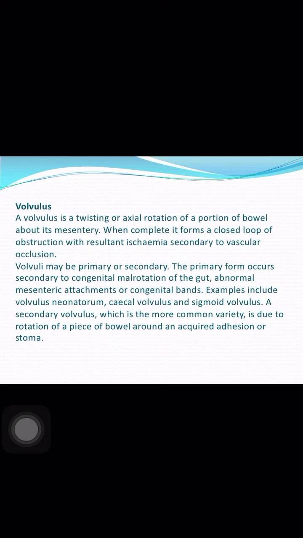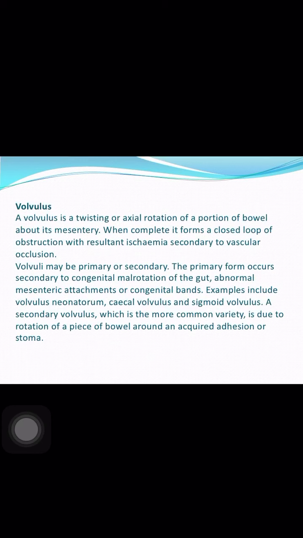When it is complete it forms a closed loop obstruction. هم يصير obstruction بالبروكسيمال والديستال part of the bowel اللي مفترة, with resultant ischemia secondary to the vascular occlusion. Volvulus may be primary or secondary. The primary form occurs secondary to congenital malrotation of the gut, abnormal mesenteric attachment or congenital band. Examples include volvulus neonatorum, cecal volvulus, and sigmoid volvulus.